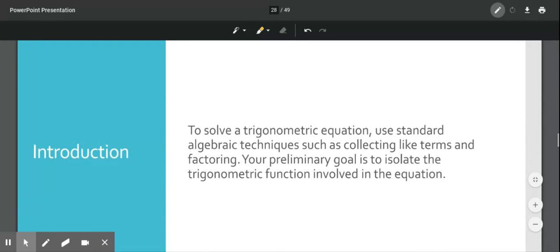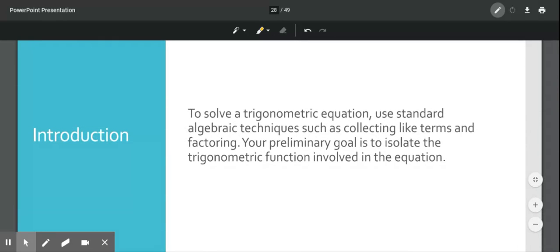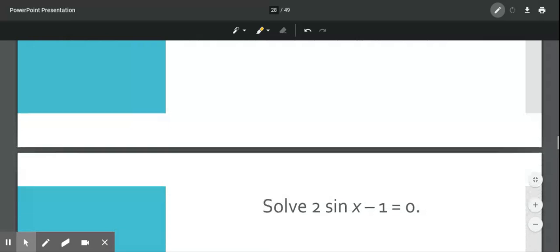So in order to solve a trig equation, you're going to use your basic algebra formulas. It's almost like your trig function is a variable. And you're going to essentially try to isolate that trig function so that way you can use your knowledge of your unit circle and solve for those variable values.